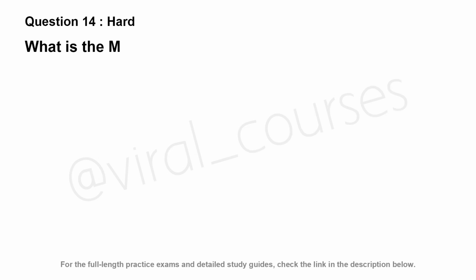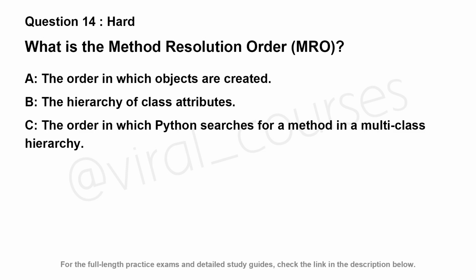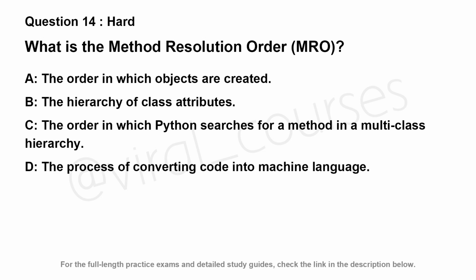What is the method resolution order, MRO? Option A. The order in which objects are created. Option B. The hierarchy of class attributes. Option C. The order in which Python searches for a method in a multi-class hierarchy. Option D. The process of converting code into machine language.